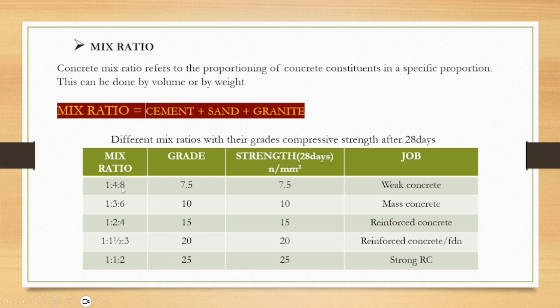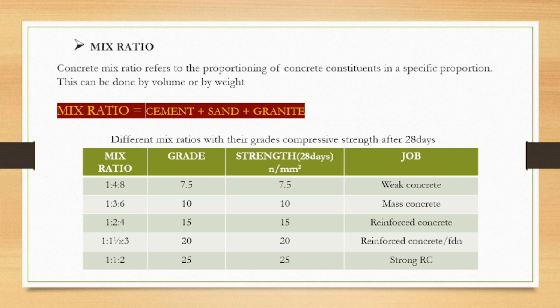If you mix 1:4:8, it is a weak concrete. I label it as a weak concrete. If you probably want to do a walkway, that's when you need this kind of concrete. It's very weak, for weak jobs. You can mix and make your mix ratio 1:3:6. At the end of 28 days, it is going to give you 10 newton per millimeter square. That's a compressive strength, and that is for mass concrete, that you can use for jobs where you don't need too much strength.